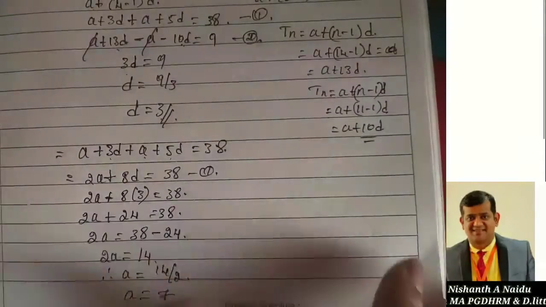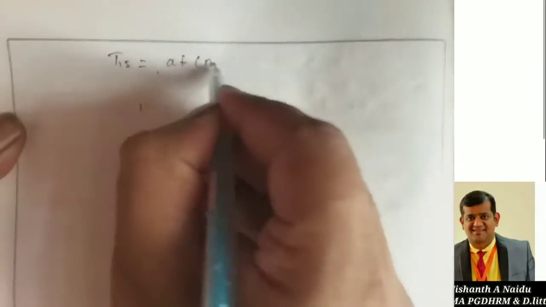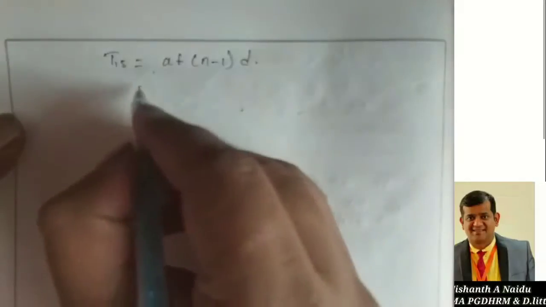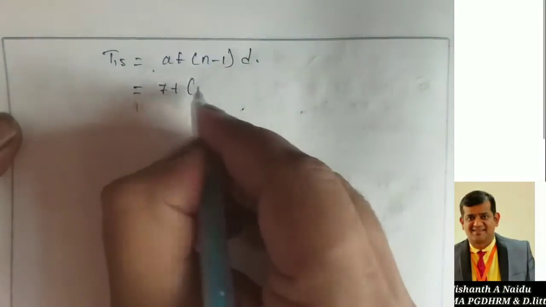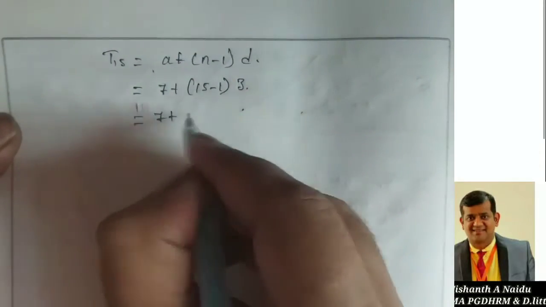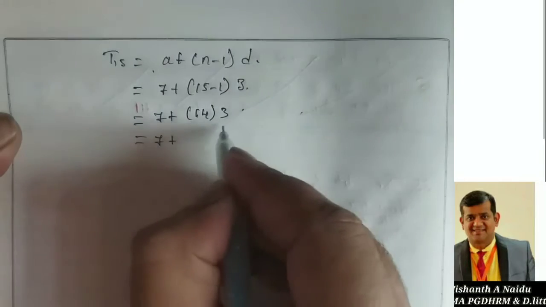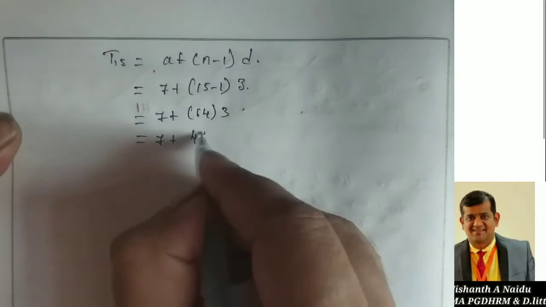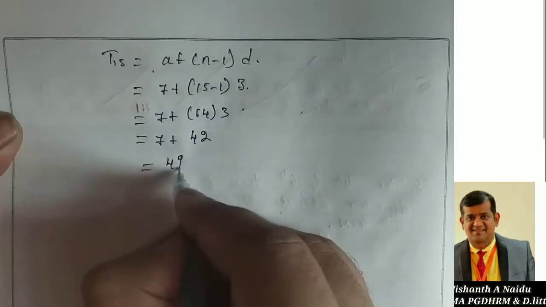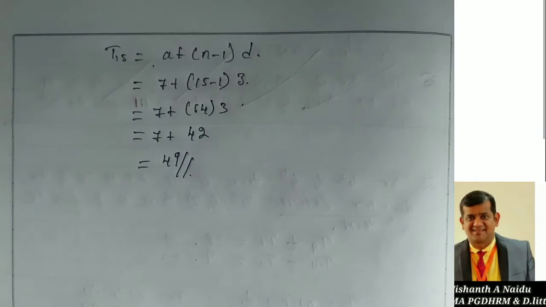So find T15 now. T15 equals a plus n minus 1 into d. So that is 7 plus 15 minus 1 into 3, 7 plus 14 into 3. So 7 plus 14 threes are 42. So that is 49. So T15 equals 49. So we are done with this.